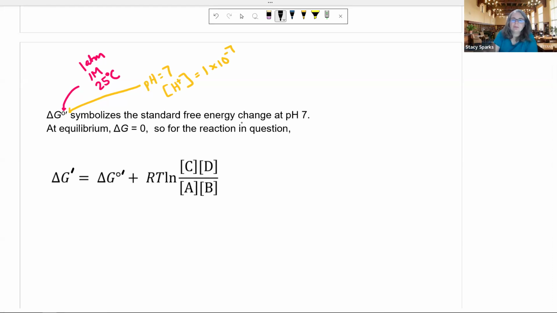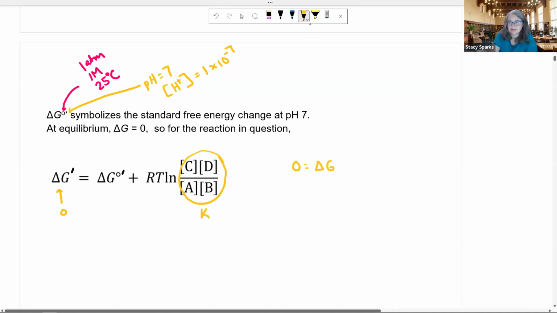And then remember that at equilibrium, delta G is 0. And this whole thing would be equilibrium values, so we could call it K. So I get 0 is delta G standard plus RT natural log K. Or I can solve that and find that my standard Gibbs free energy change is negative RT natural log of K. And I'm going to stick that here to remind us that this is at pH of 7.